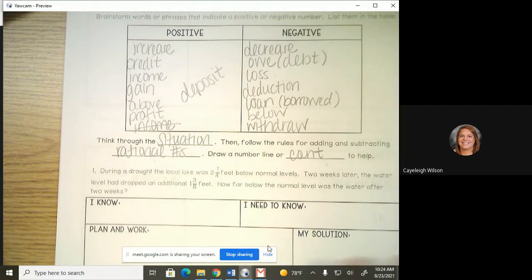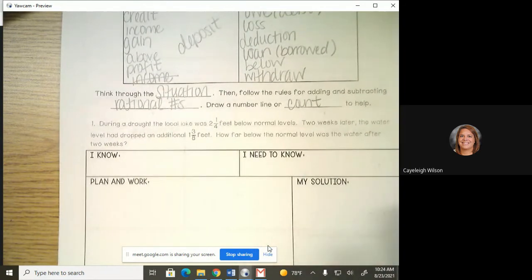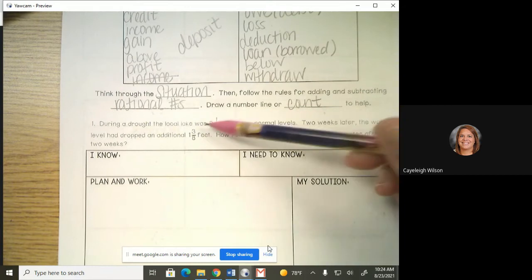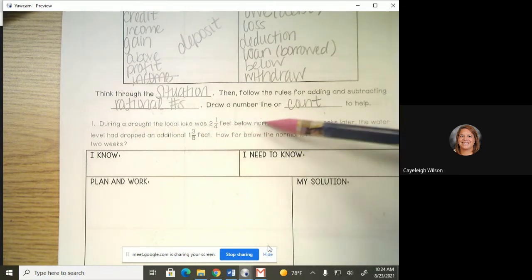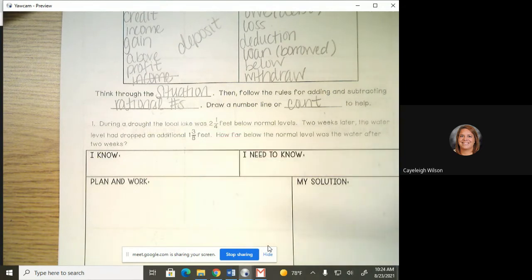So, all right, I'm going to move this up, and we're going to work out about 2 or 3 problems together. And then you have, I think, 1 or 2 problems for your homework, okay? All right, so we'll start with this one. It says, during a drought, the local lake was 2 1/4 feet below normal levels. 2 weeks later, the water level had dropped an additional 1 3/8 feet. How far below the normal level was the water after 2 weeks?